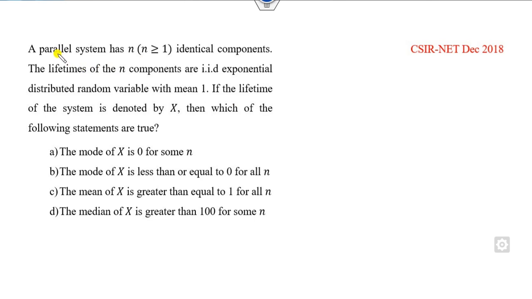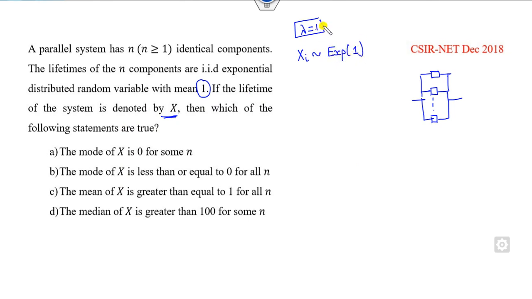Okay, look at this another one. A parallel system has n identical components. So now this time it has n components which are identical. Fine, identical, and each has the exponential lifetime, so it means lambda is 1. Fine. If the lifetime is denoted by this, which of the following statements are correct? So what you can do, that's very simple. You can see xi follows an exponential distribution with parameter 1.